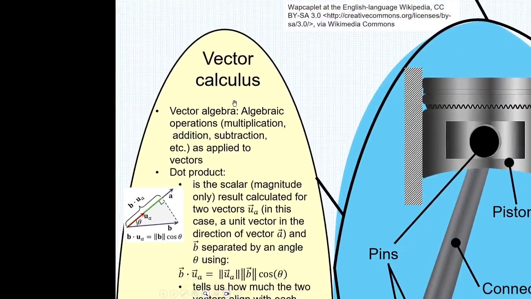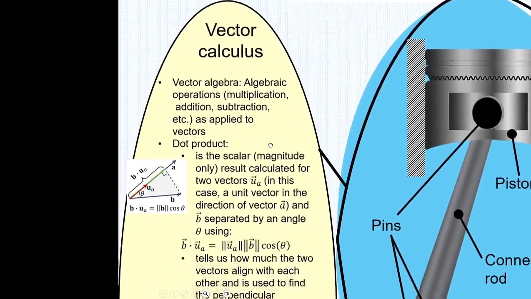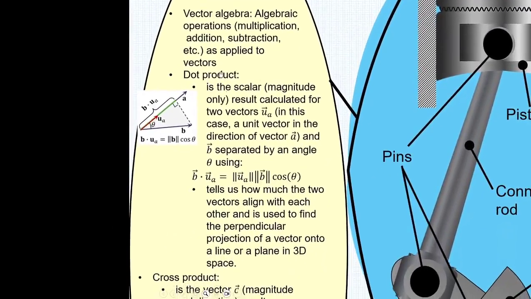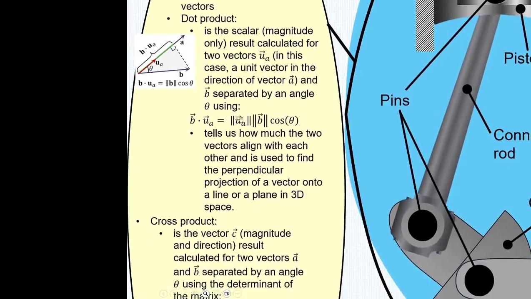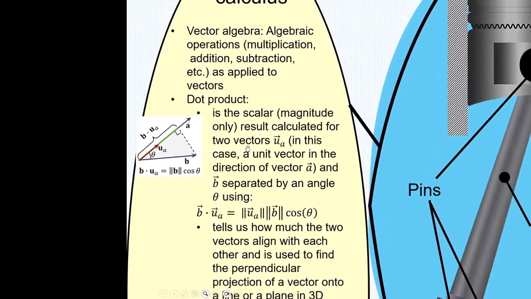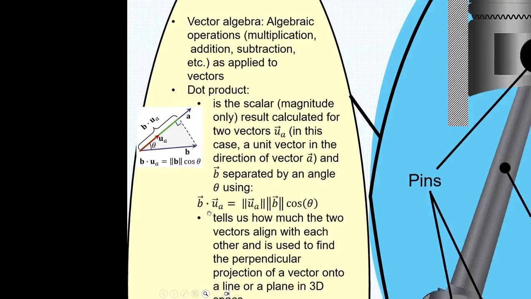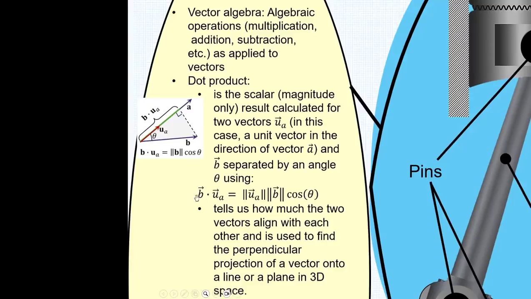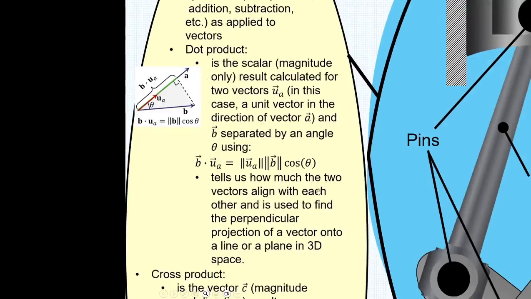One form of vector calculus is vector algebra. The two main forms that we will look at include the dot product as well as the cross product. The dot product is a scalar, in other words magnitude-only result, calculated for two vectors. In this case we use b and the unit vector in the direction of a, or u subscript a. If you take the dot product between these two vectors, then you can calculate that magnitude or scalar value using this formula. The dot product tells us how much two vectors are aligned with each other.